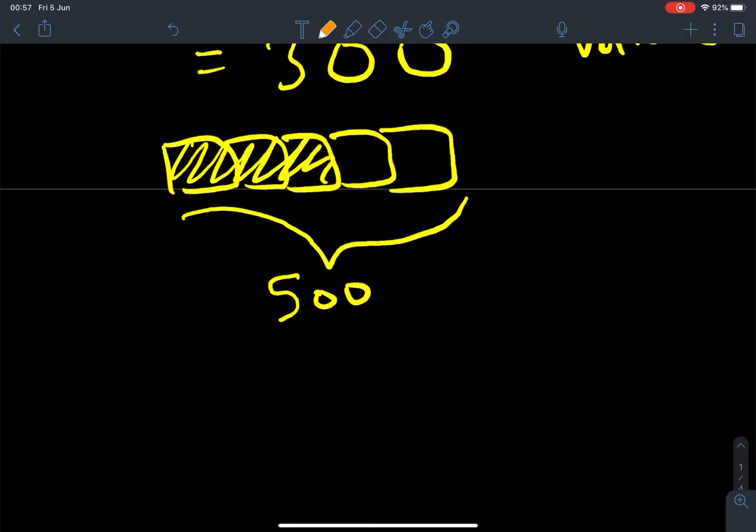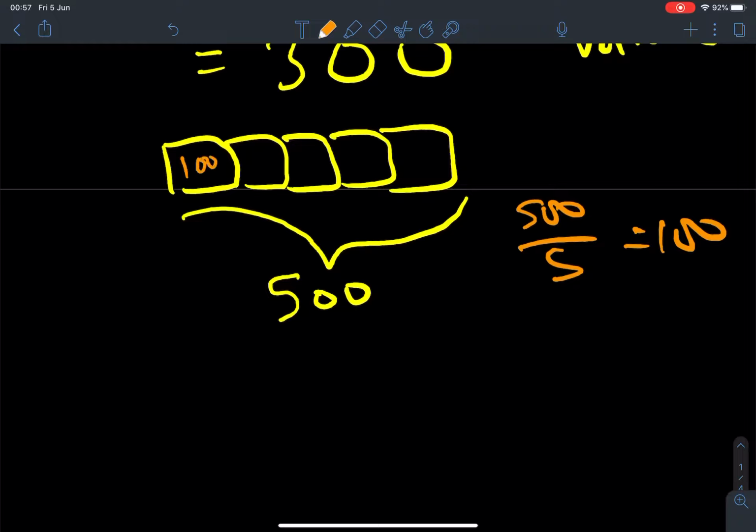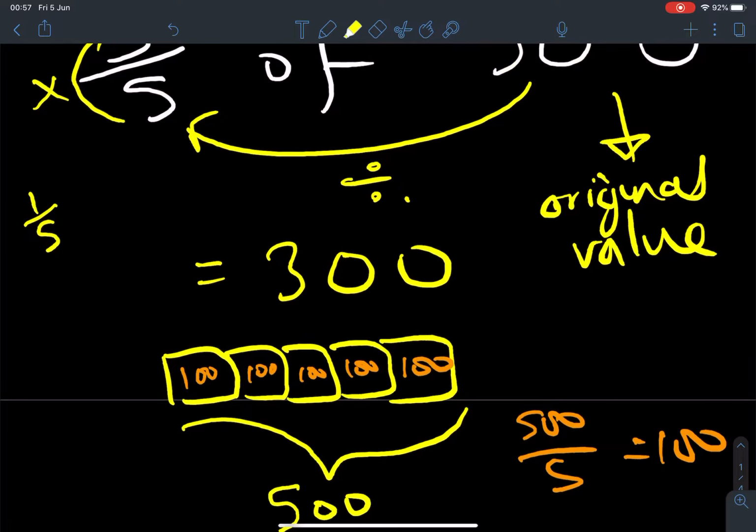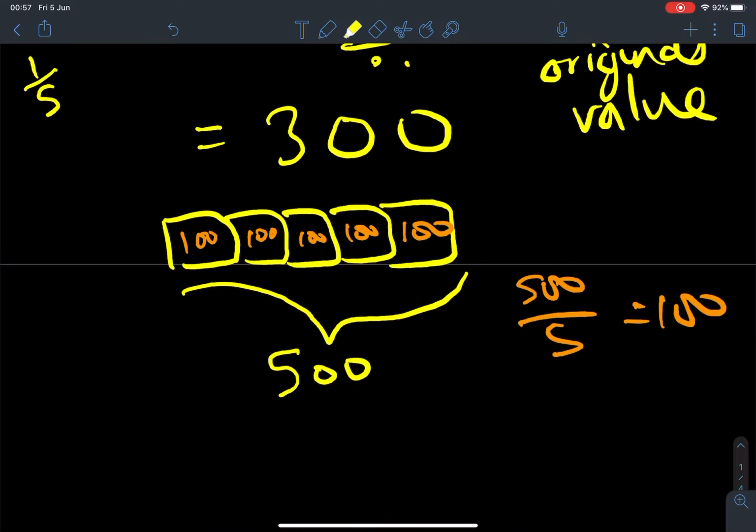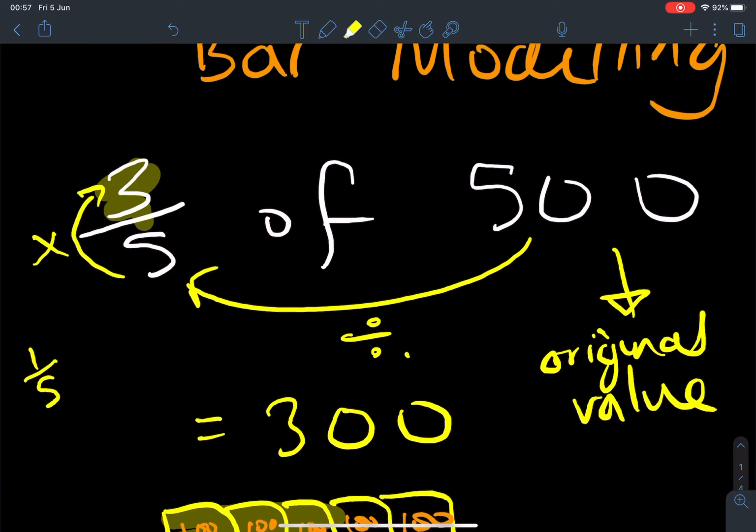If they're all exactly the same size, to work out the value of one box, you do 500 divided by the number of boxes, which is 5. So 500 divided by 5 is 100. That means each one of these boxes is 100, 100, 100, 100, and 100. So if I'm trying to work out how much 3/5 is, 3/5 is 3 100s, i.e. 300. So that's just another way of looking at it.